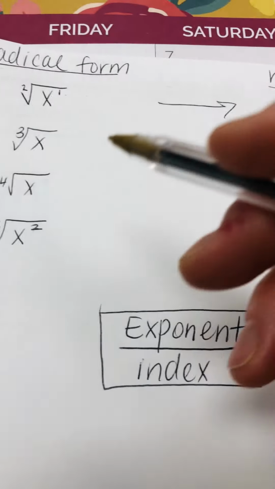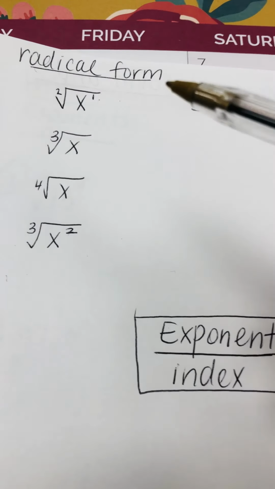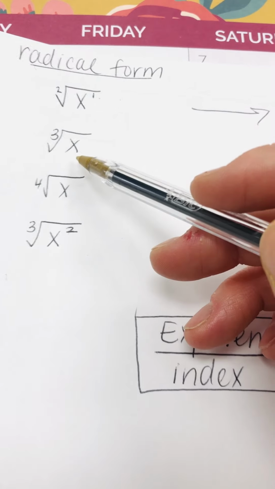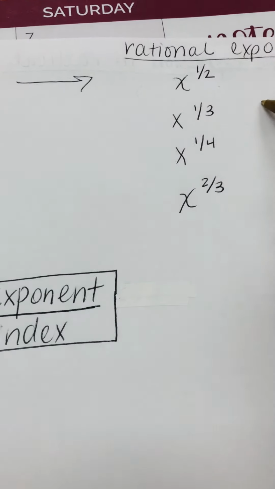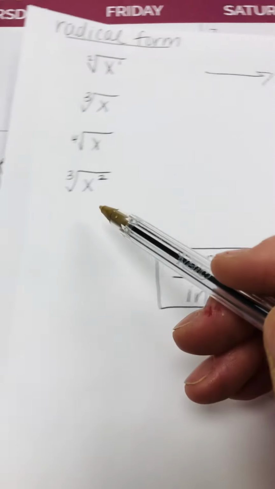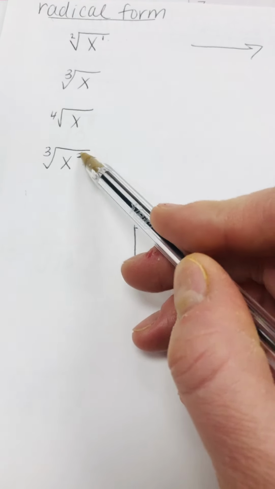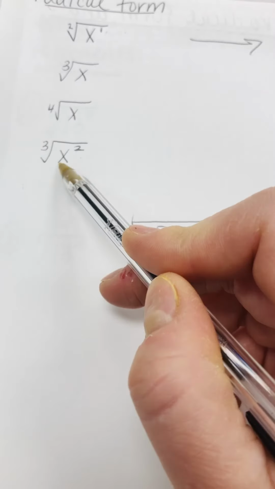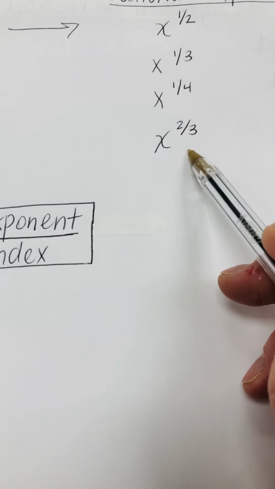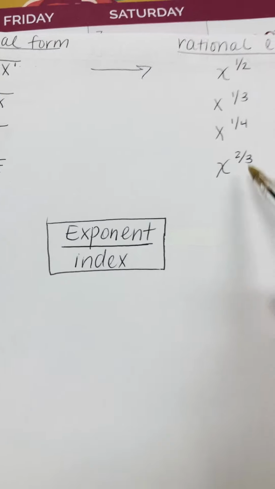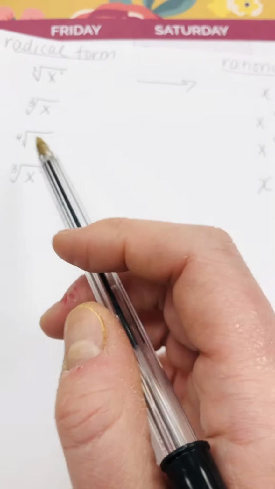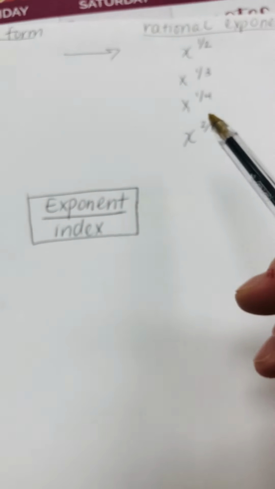Yes? Oh, you guys can't respond. This is so weird. All right, so cube root of x is x to the 1/3. Fourth root of x is x to the 1/4, right? Here, if I have a cube root of x squared, again, it's exponent over index. So this is x to the 2 over 3, x to the 2/3. All right, so today we're gonna be going back and forth from radical to rational.